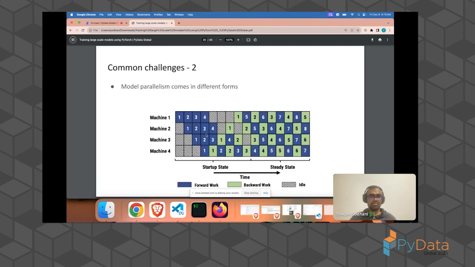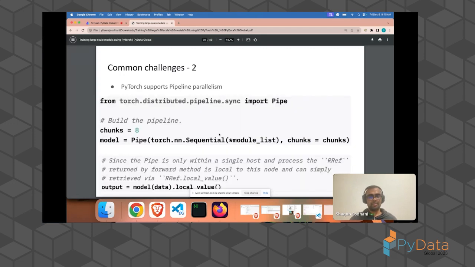And then you can do it in a more fancy way to reduce the overhead even more. So in this case, the white blocks with diagonal lines are the idle states, and you can see in this case that the percentage of idle state is actually much less. So you can do all these fancy sorts of scheduling around these things. PyTorch supports that with this API called pipeline parallelism. And it's relatively straightforward to use this API.